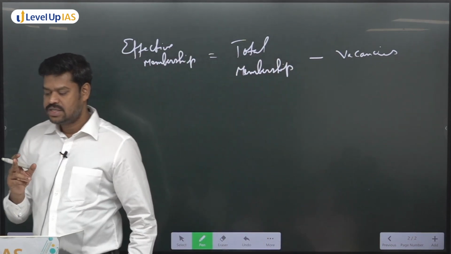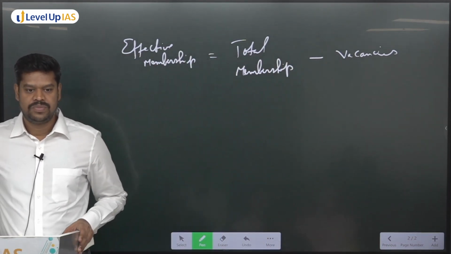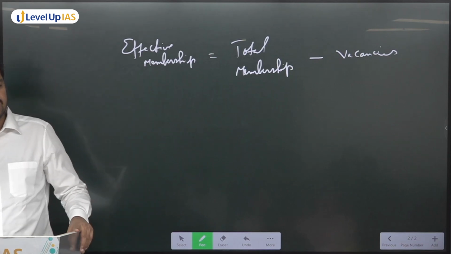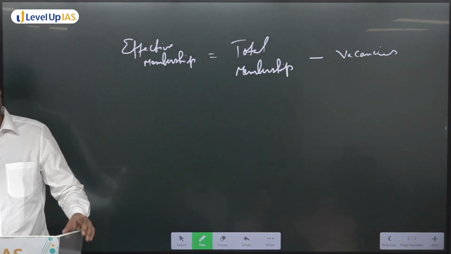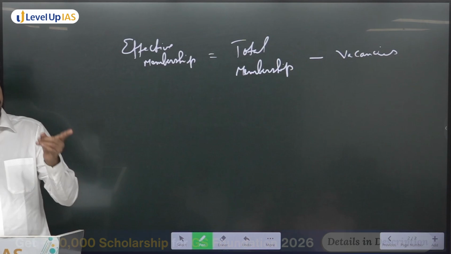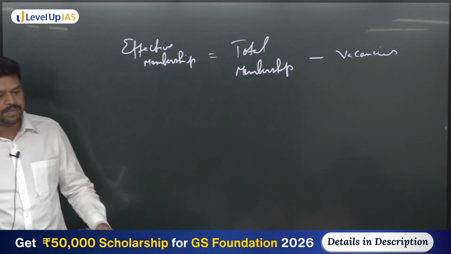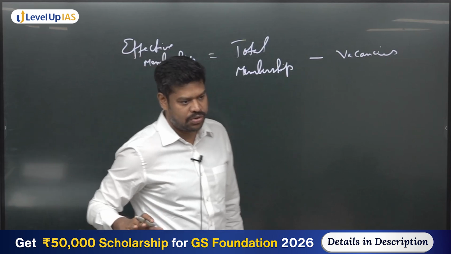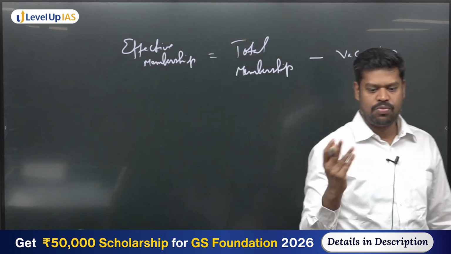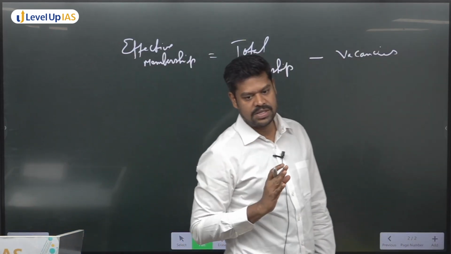And in the last class itself, I said that in one particular instance, the effective majority is equal to what is called absolute majority. So they both are equal when the vacancies are 0. So normally when the vacancies are 0, both the majorities are the same. Is that clear till this point of time?